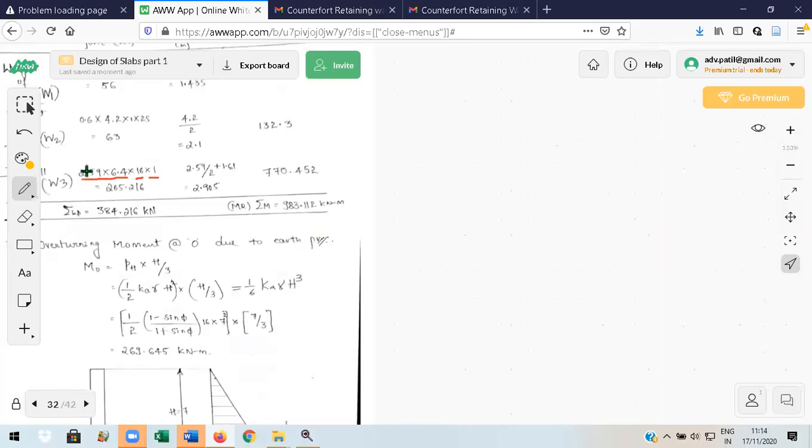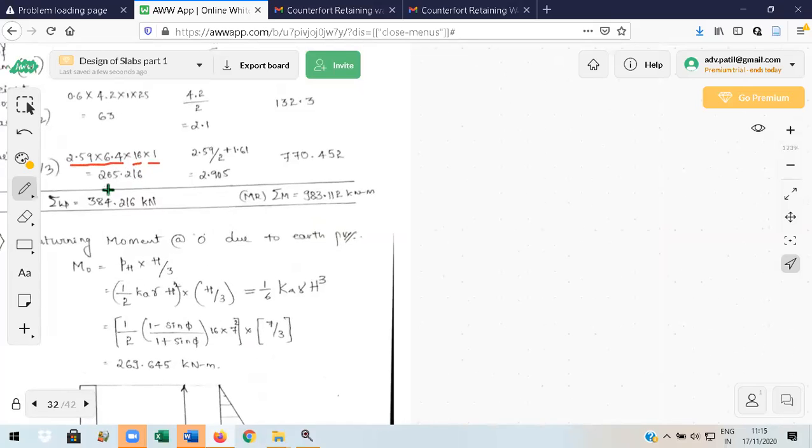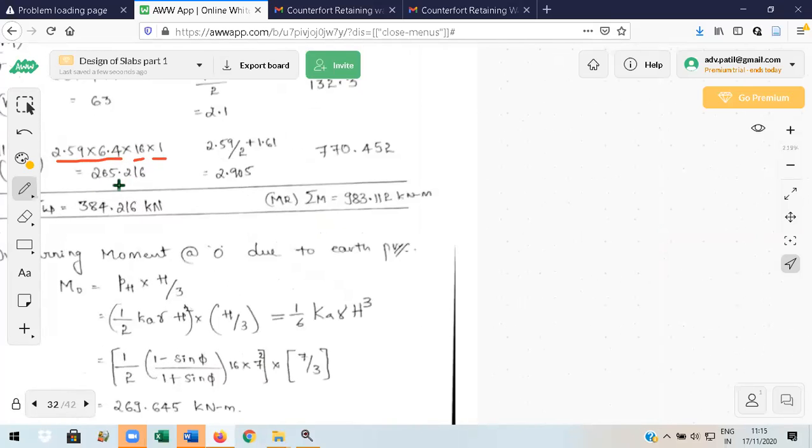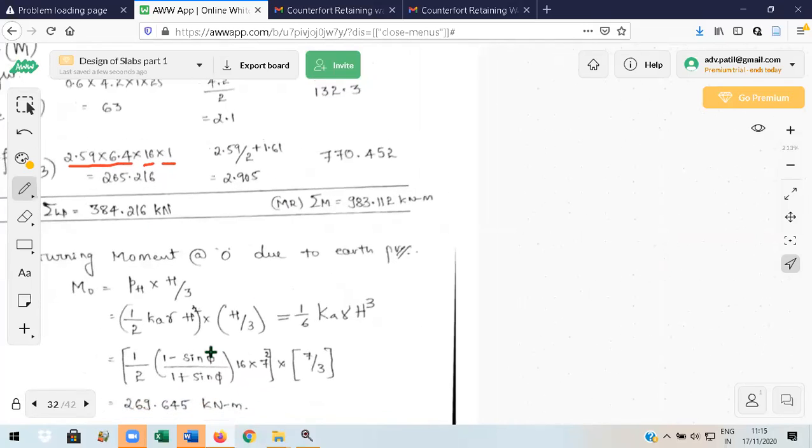You can see this 2.59 is the heel projection, the height of the stem is 6.4. So that much is the backfill that is standing on the heel, into density into 1 meter, that is along the length of the retaining wall. I have to consider only 1 meter. So 20265.216. Now you calculate this distance, the perpendicular distance from the same point O.